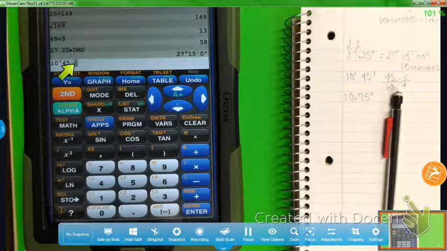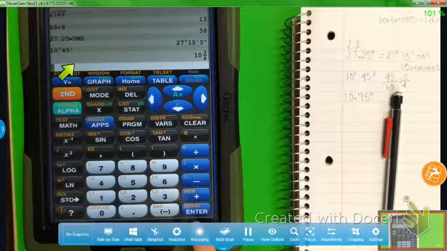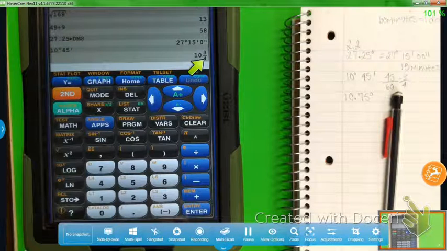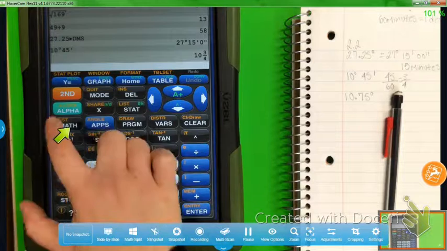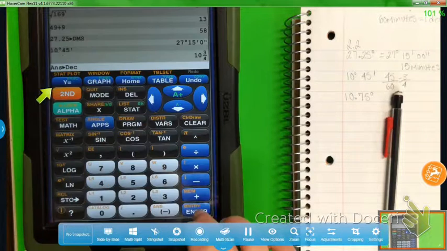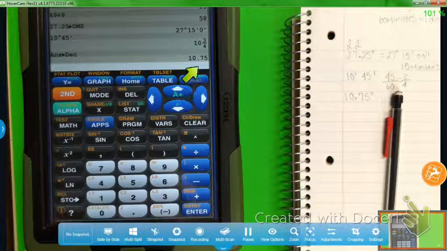So now you can hit enter. And there it is, 10 3/4. Now, if you want to see it as a decimal, then you just have to tell your calculator. For right now, let's just hit math and hit decimal. And so we're going to change that to a decimal, and that's 10.75. So our answer, which is the same thing we got, is 10.75 degrees. Does that make sense? Okay.